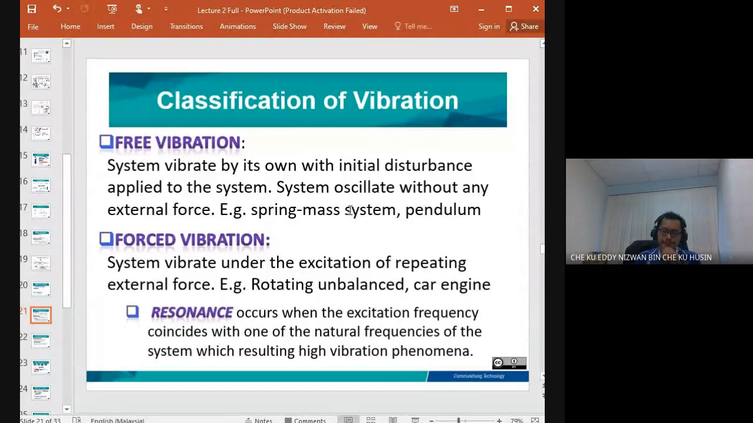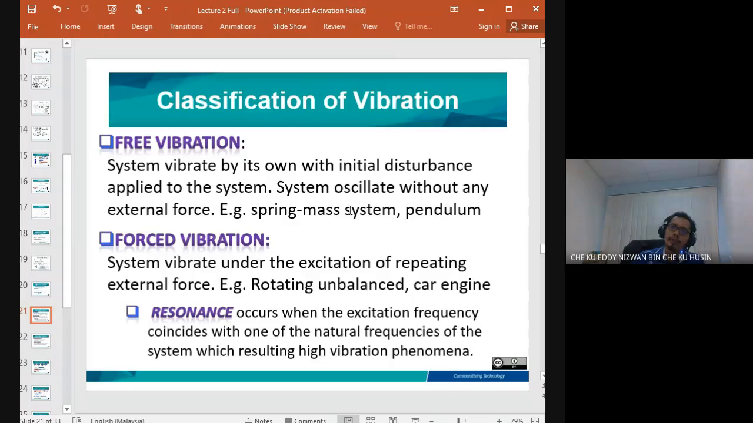Frequency of oscillation refers to how fast the mass vibrates for one complete oscillation. For example, 1 hertz: within 1 second it goes up, down, and back to the original position. That is one complete oscillation. So that refers to the frequency, 1 hertz. For 10 hertz, within 1 second it moves 10 times. So this is how fast it moves. That is the frequency, which is how fast it moves.